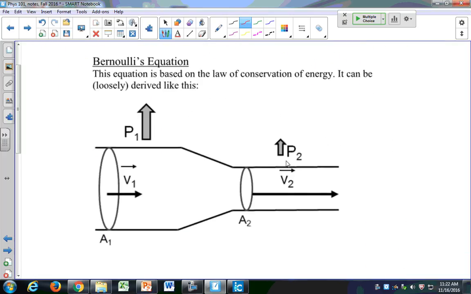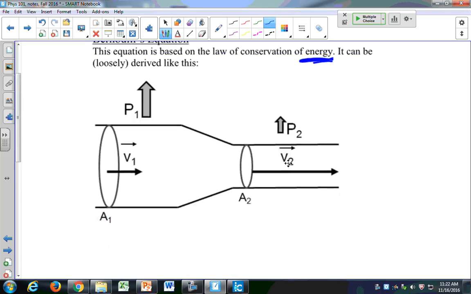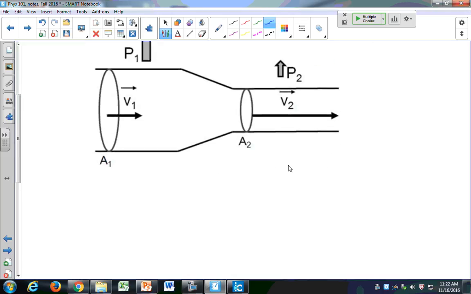Now the second thing that we'll see in this chapter is Bernoulli's equation, and this is based on the conservation of energy. Sometimes I do ask questions about, like, on which law is the continuity equation based on? And you would say the law of conservation of matter. On which law does Bernoulli's principle depend? And that's the law of conservation of energy. It says basically that the energy per unit volume is constant.